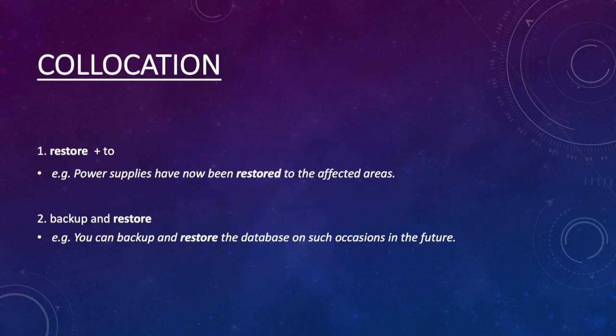Now let's take a look at the collocation of the word restore. First of all, we have restore plus to, which means that we would say something is restored to something else, like the affected areas in this context. And secondly, we have backup and restore. This is something to do with computers and technology, where you would usually back up your files and restore them at a later period of time.